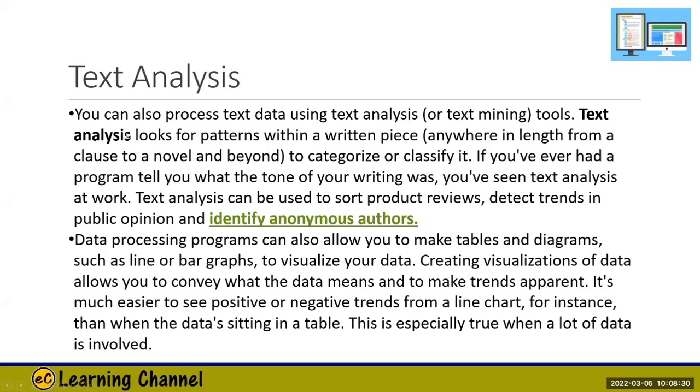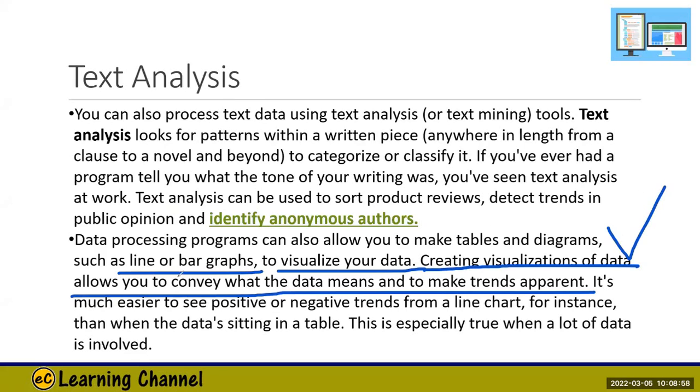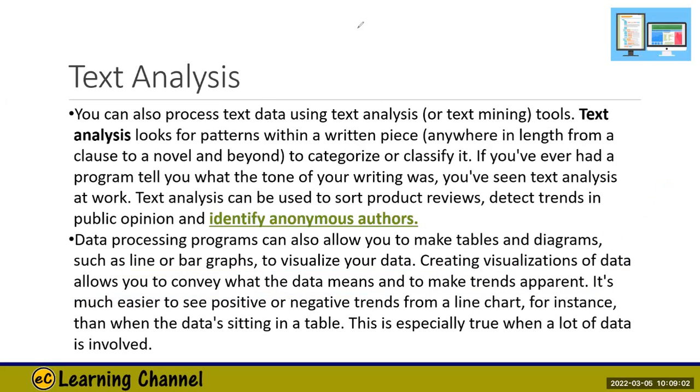Now the next thing is that you do a text analysis. Text analysis is finding a pattern within the written piece, and identifying the patterns. Then you create tables and diagrams, such as line and bar graphs, to visualize your data and convey your idea of the trend. So the next thing is getting the data and trying to create a trend.